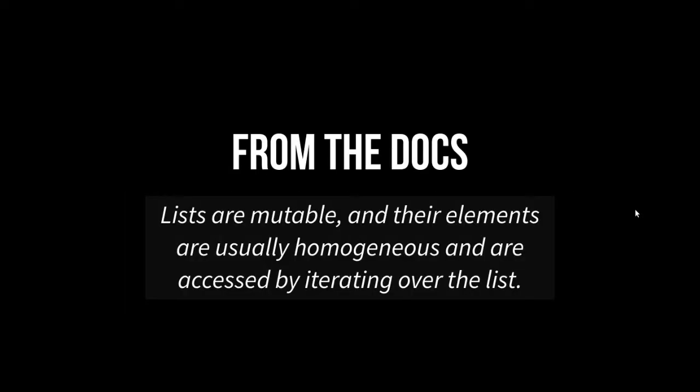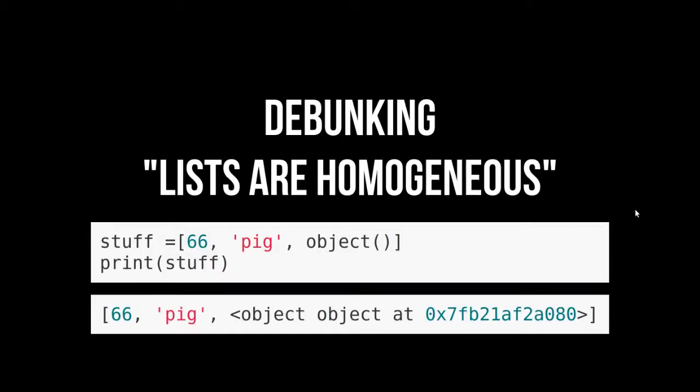When we read the docs, I think this may be partially where it's coming from: lists are mutable and their elements are usually homogeneous and are accessed by iterating over the list. Now, we can debunk it really quick. I mean, you can just do this in your Python console right here. Here we've got a list that we're making. It's got a number 66, a string pig, and just a generic object. And look, we can make that list just fine. No errors thrown. So that is not the way Python works.